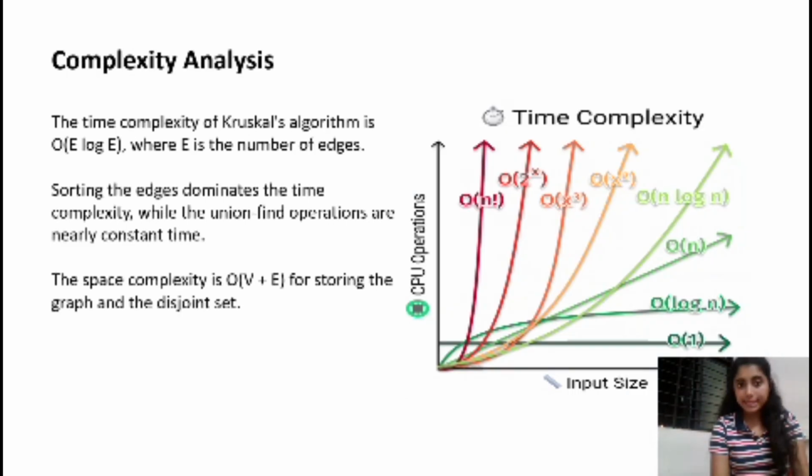Complexity analysis. The time complexity of Kruskal algorithm is O(E log E), where E is the number of edges. Sorting the edges dominates the time complexity, while the union-find operations are nearly constant time. The space complexity is O(V plus E) for storing the graph and the disjoint set.